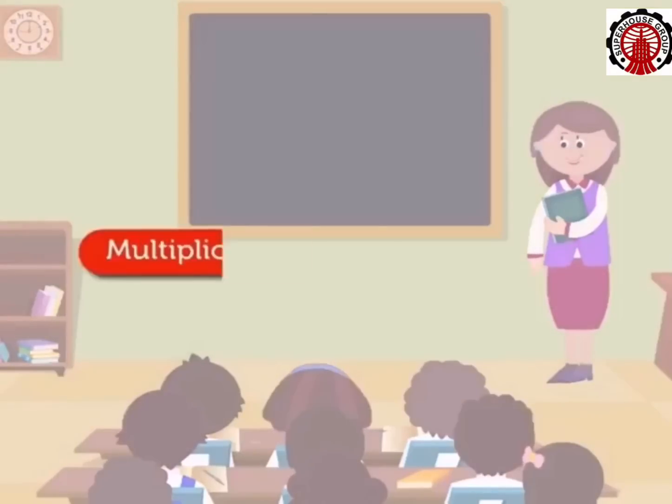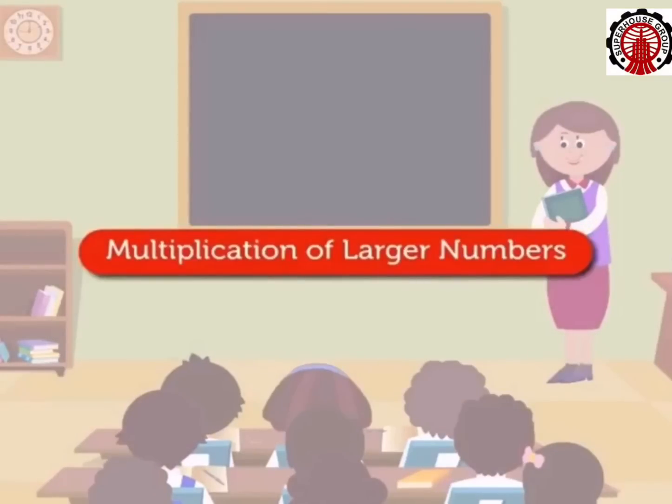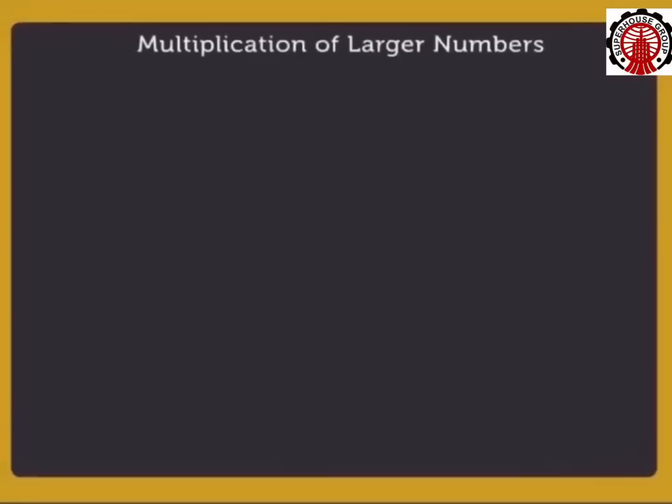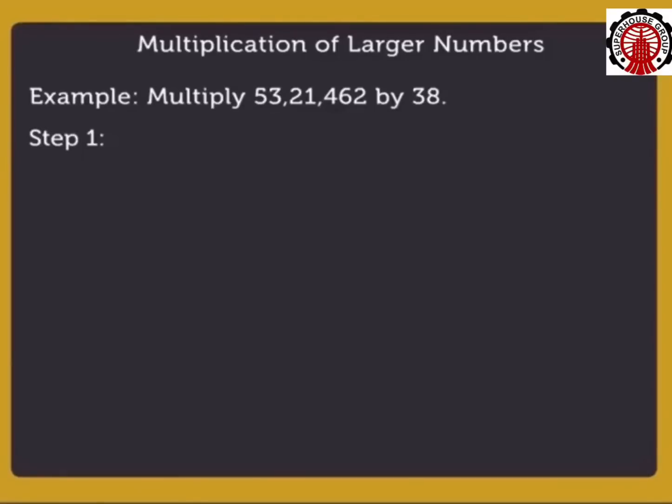Let us learn multiplication of larger numbers. Let us multiply 53,21,462 by 38. We can divide the whole process into 3 steps. Step 1. Multiply 53,21,462 by the ones digit of the multiplier, that is 8.